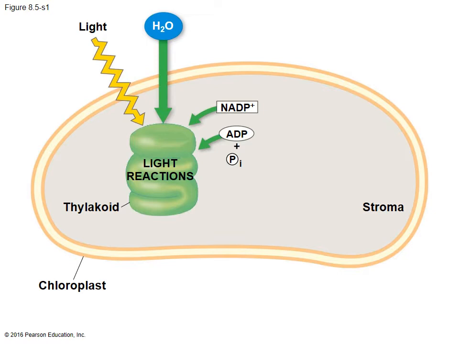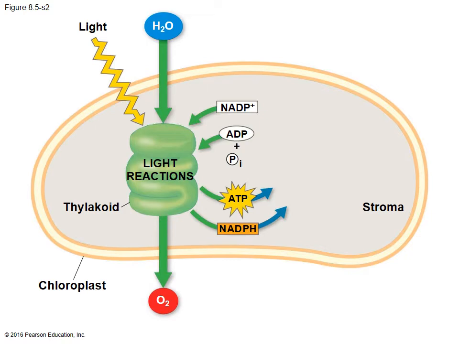So we have light coming in and water coming in to our thylakoids inside of the chloroplast. We also have NADP+ and ADP and some phosphorus that's going to come into the light reactions. Once they come in, then we're going to generate ATP, we're going to generate NADPH, and we're going to release oxygen out of the chloroplast, and then eventually out of the leaf and into the atmosphere.